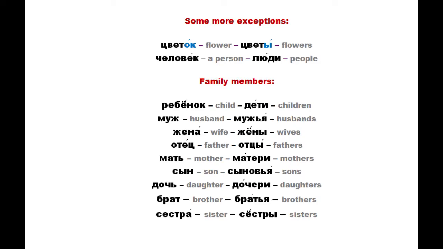These words sound completely different in singular form and in plural form. Цветок, цветы. Человек, люди. And there are a lot of exceptions in vocabulary family members. So let's also take a look at these exceptions. Ребенок, дети. Муж, мужья. Жена, жены.